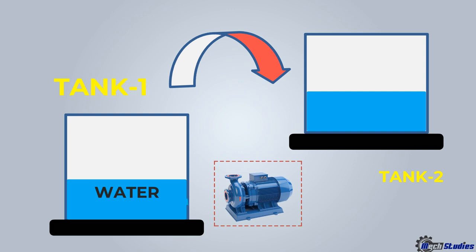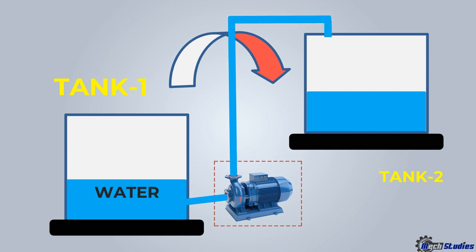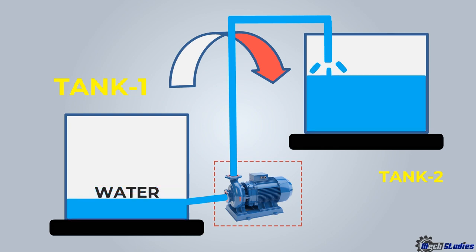The pump sucks the water from the tank 1 through a pipe and does some work on the water. After that, water is discharged from the pump and transferred through a pipe to the tank 2. Finally, water is transferred from a tank kept at a lower elevation to another tank kept at a higher elevation.